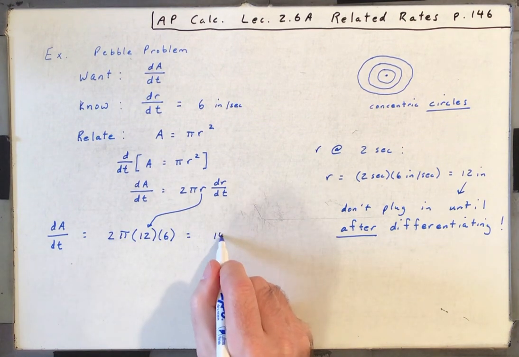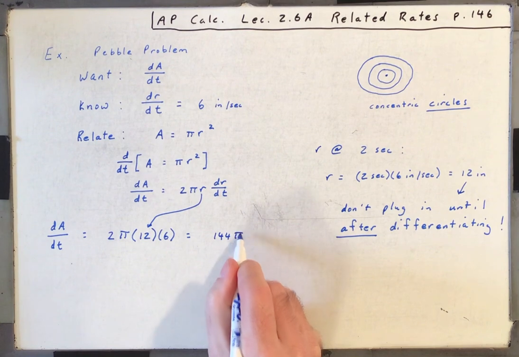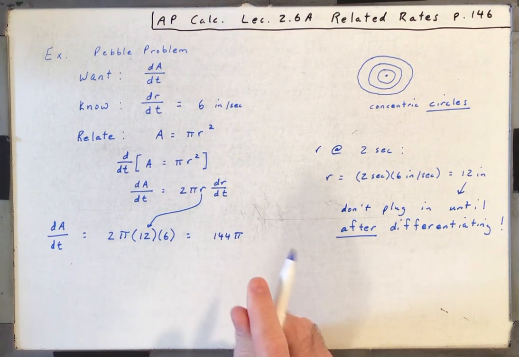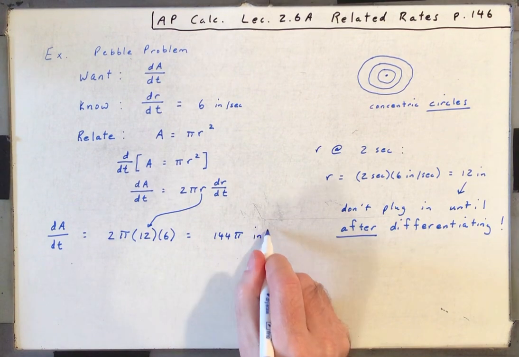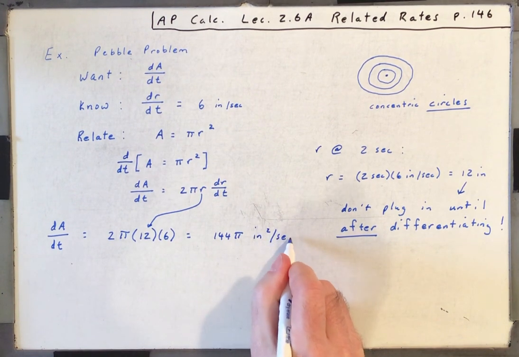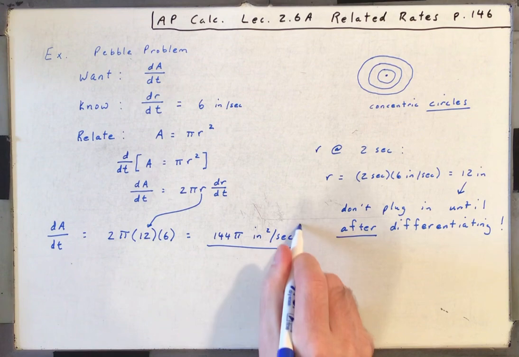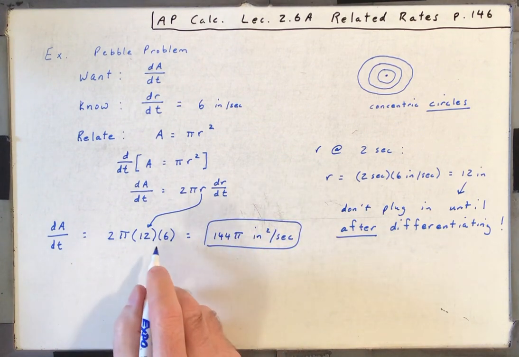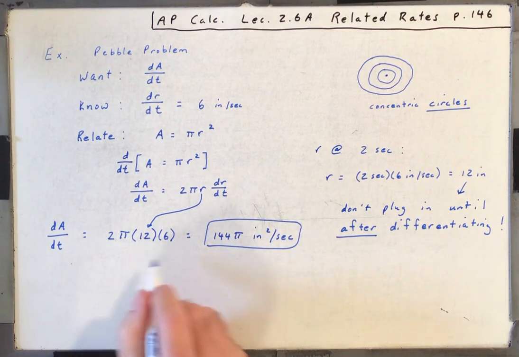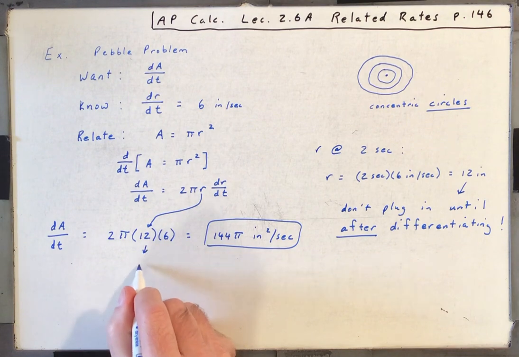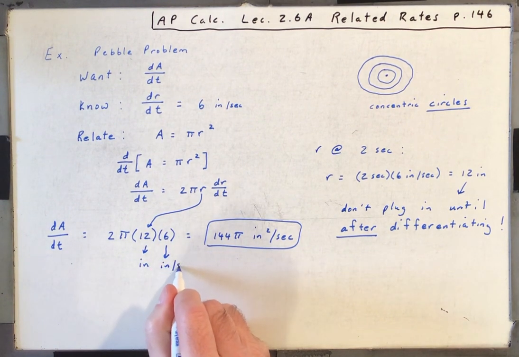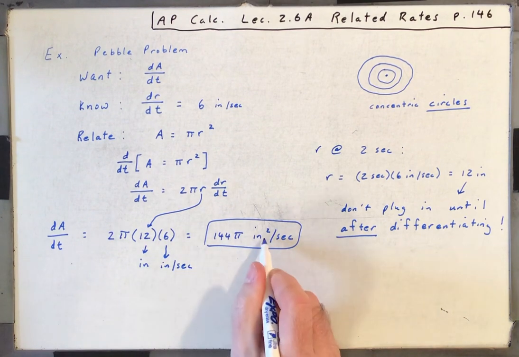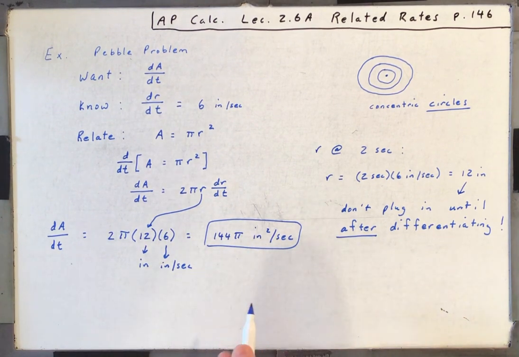So it's 144 pi. And area is always squared, right? So inches squared per second. If you're not sure about the units, just go ahead and plug them in. So this unit would be inches, this unit would be inches per second. So inches times inches is inches squared, and then you have per second.